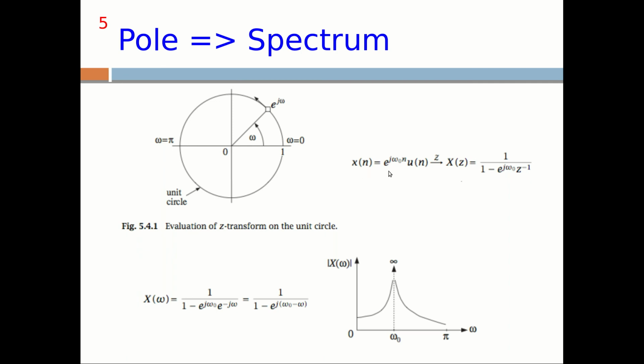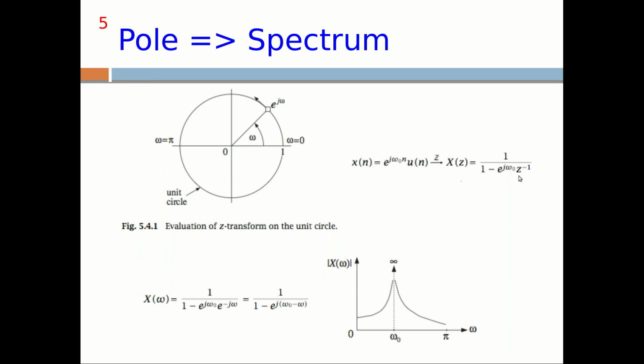Consider a signal x of n, which is e power j omega naught n into u of n. This is of the form a power n u of n, and we know its corresponding Z transform to be 1 by 1 minus a z inverse, and here a being e power j omega naught, we get the Z transform of x of n to be this. Now if we try to evaluate its spectrum by substituting z equal to e power j omega, we get X of omega to be this, and then on taking terms common, we get this.